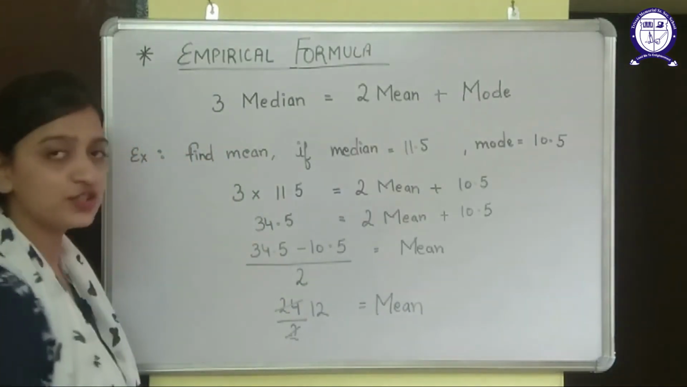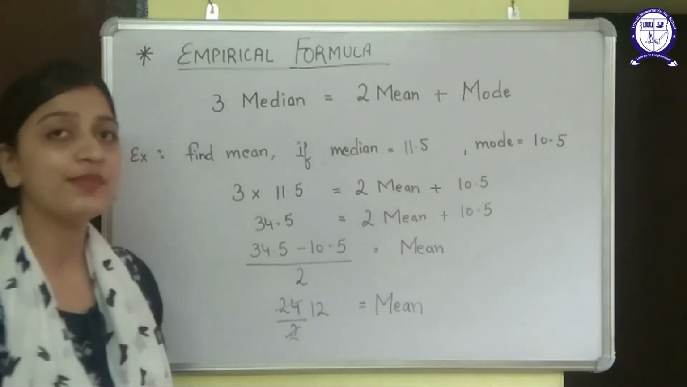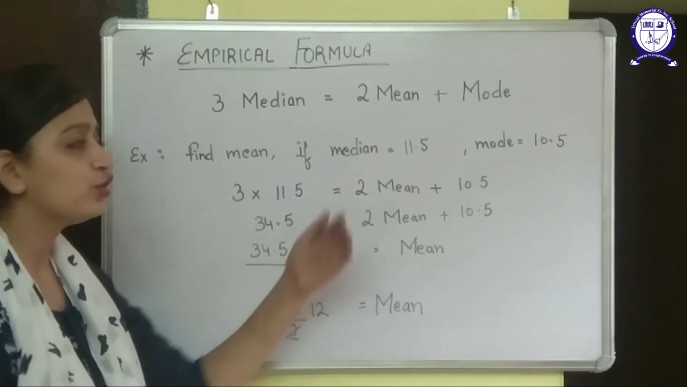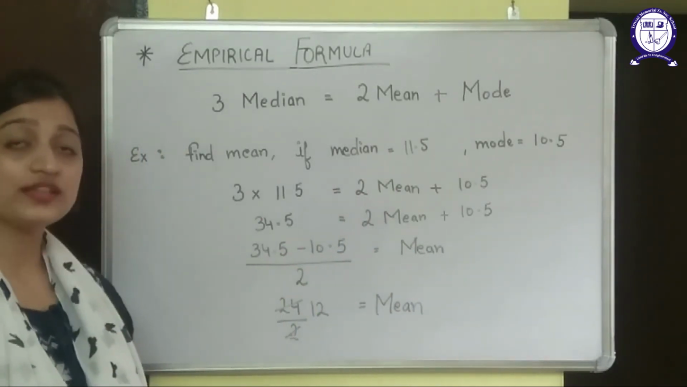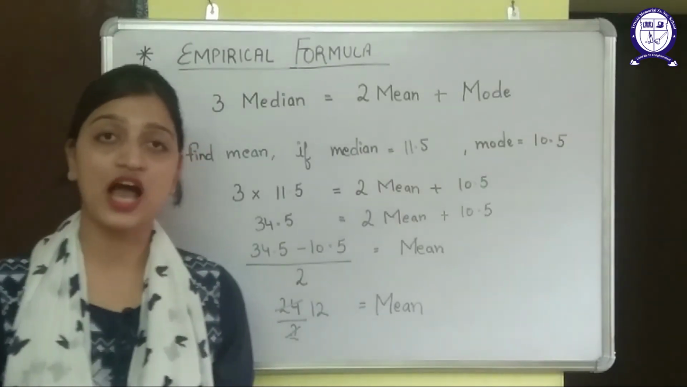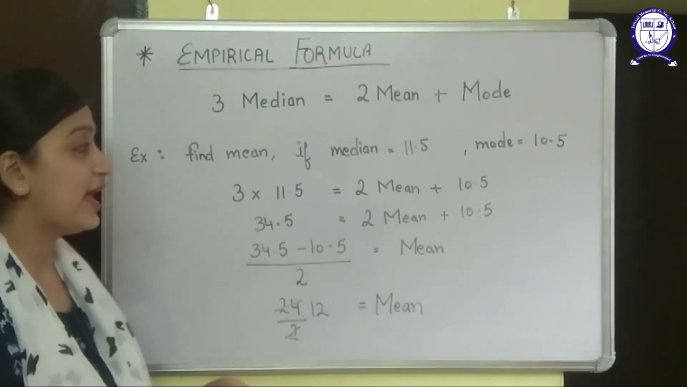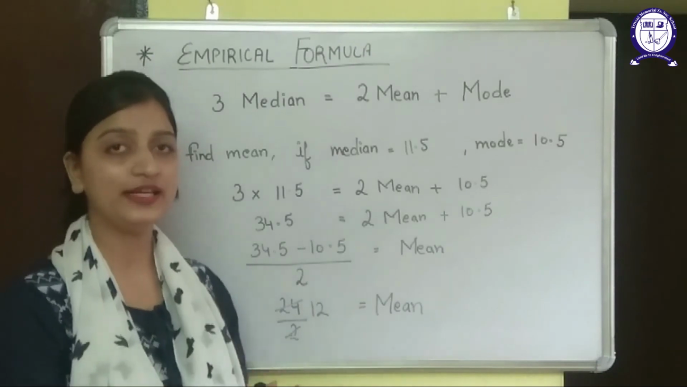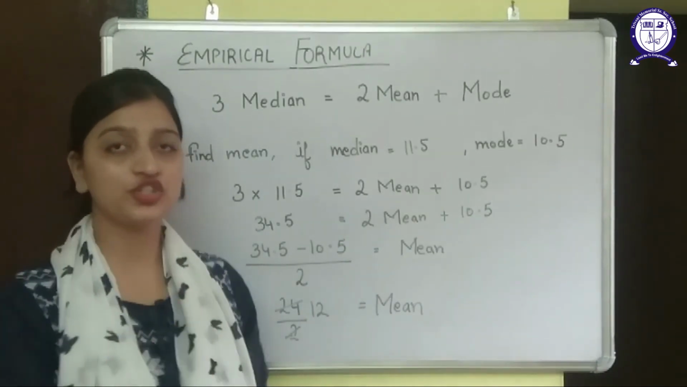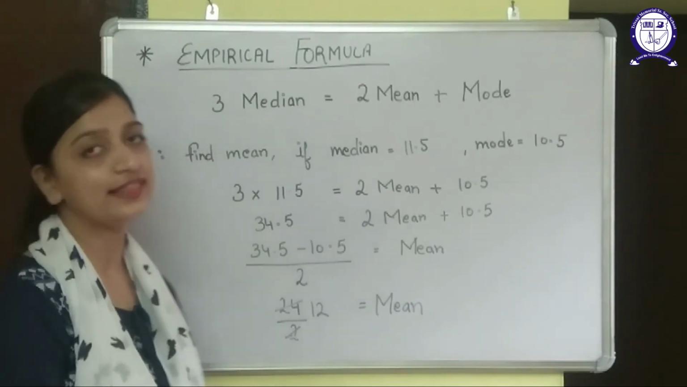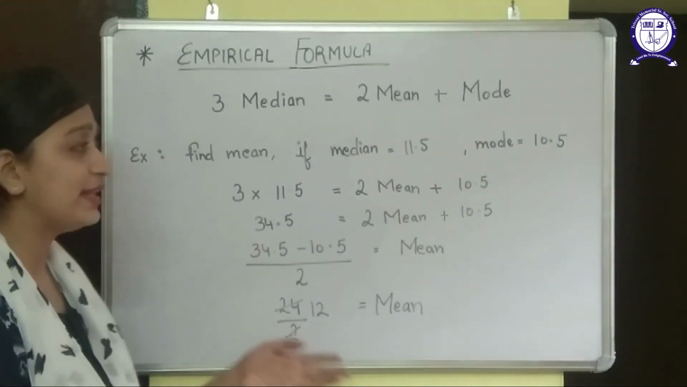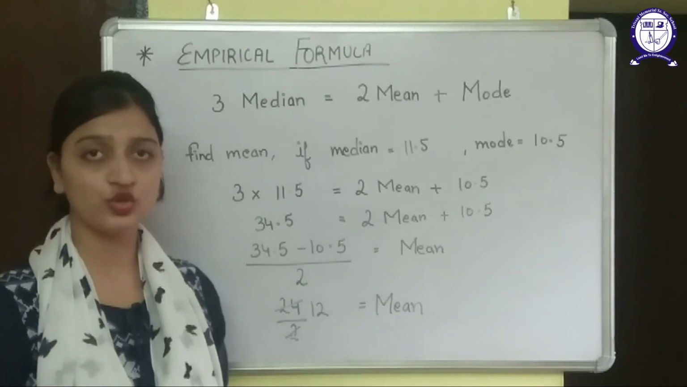Now in this question, there can be many variations. Any two values will be given and the third value will be missing. Or they can say that the terms are in ratio. They can say that the ratio of mode, median and mean is 2:3:5. So you have to take 2x, 3x, 5x and then apply the formula. Or it can be any other form also.